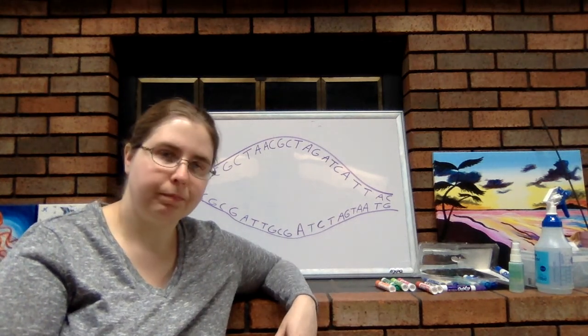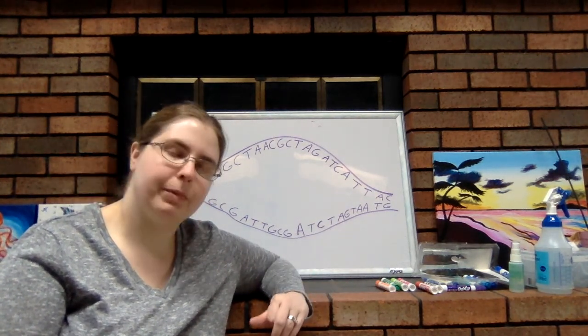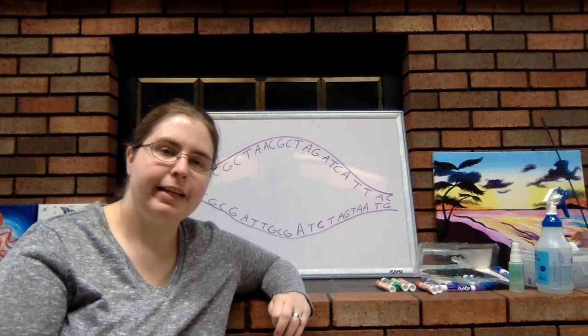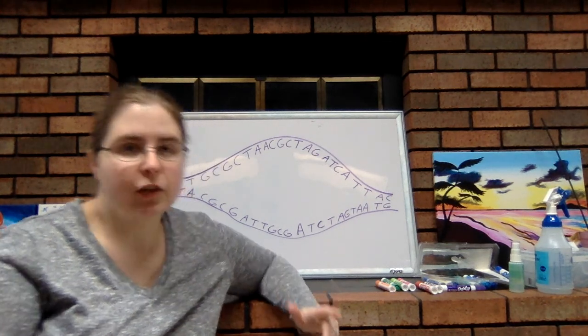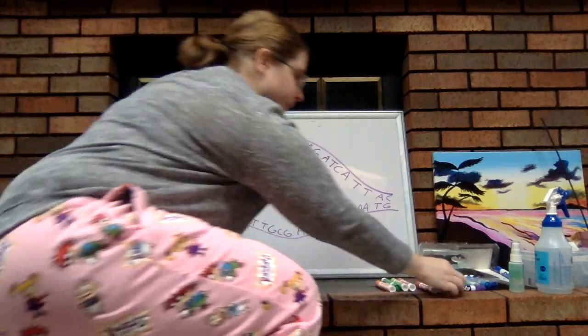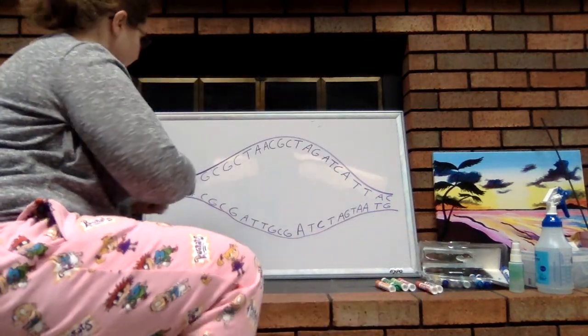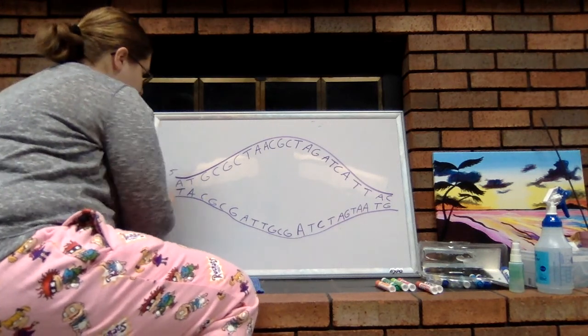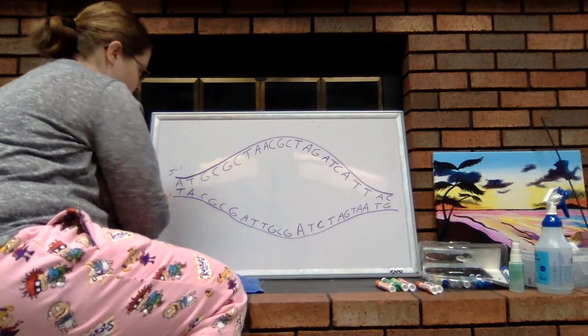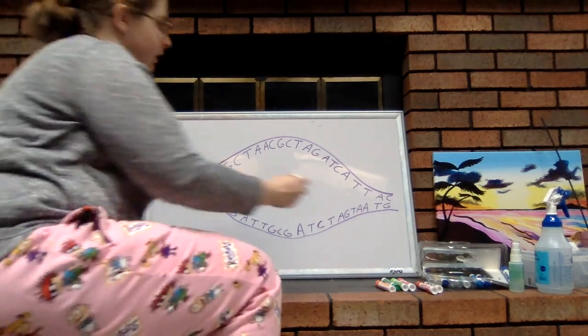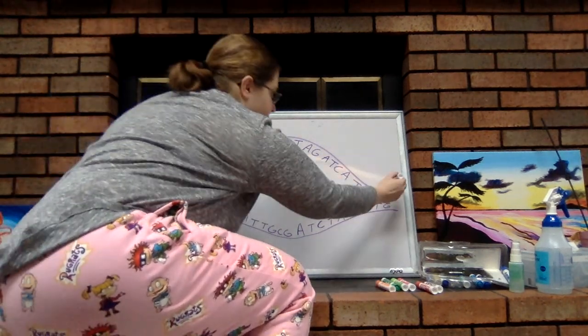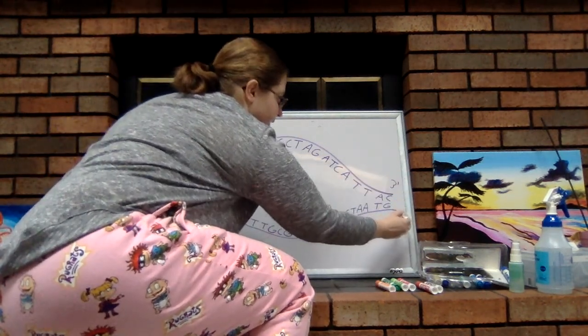All right, so first thing we have to remember is that DNA is anti-parallel, meaning it's going in two different directions. So we have, you ready for this? We have the 5' end there and the 3' end of the other strand. Then 3, 5, and 5.